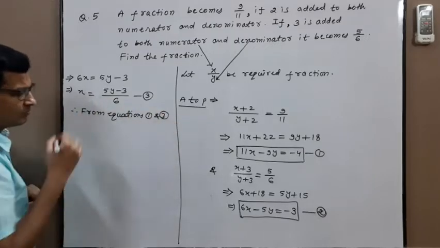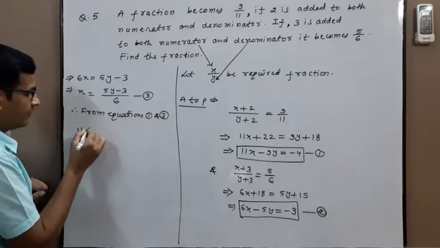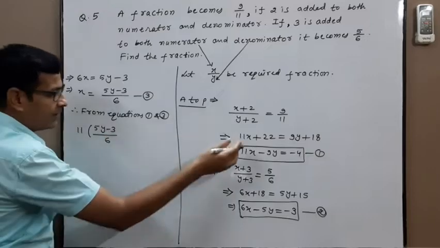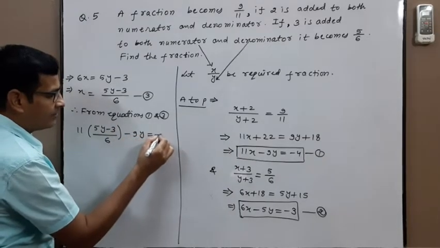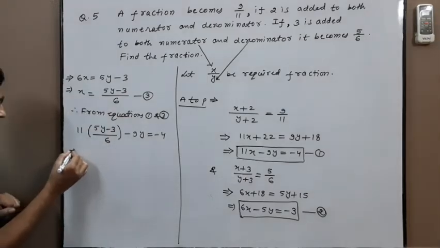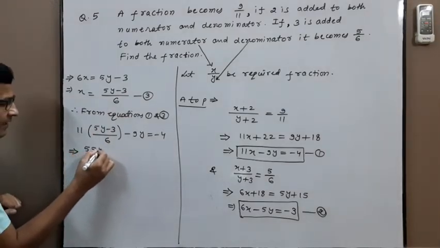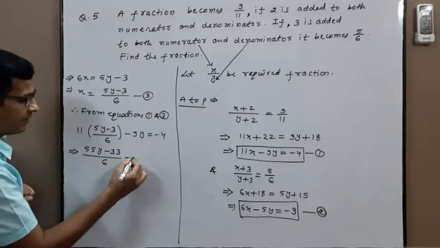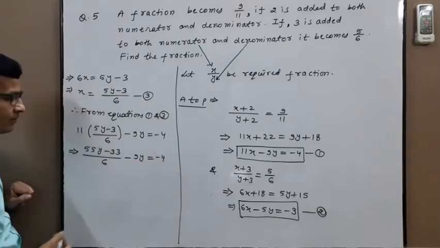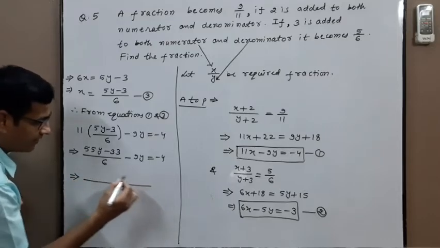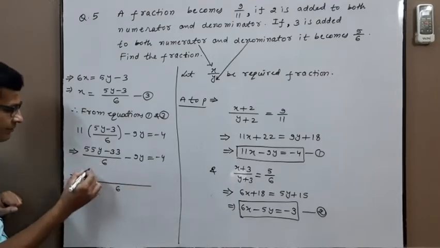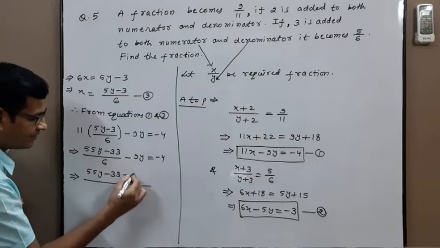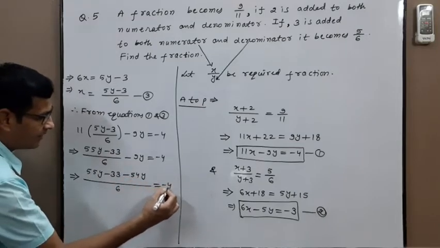Therefore, from equations 1 and 3, 11x, so 11 into (5y minus 3) upon 6, minus 9y is equal to minus 4. 11 times 5 is 55y, minus 33, upon 6, minus 9y is equal to minus 4. Taking LCM, 6 times 9 is 54y.